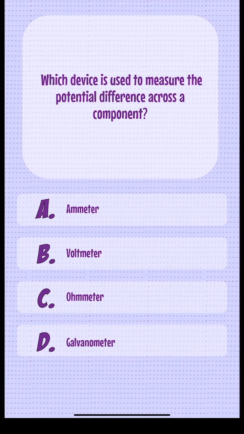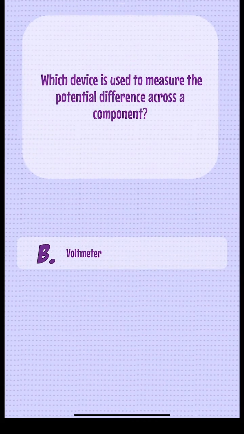And yeah, so final question, what did you guys put? What device is used to measure potential difference across the component? Potential difference is basically voltage, and what you'll need for that is a voltmeter. Well done, guys. It looks like almost, yeah, everyone got it.